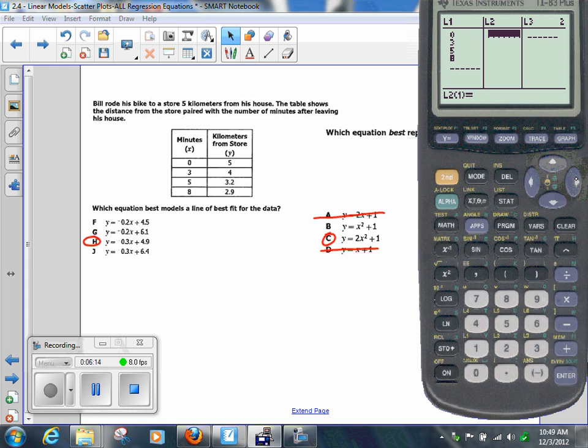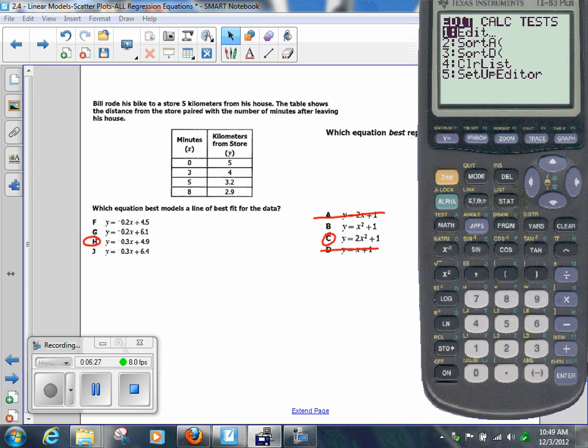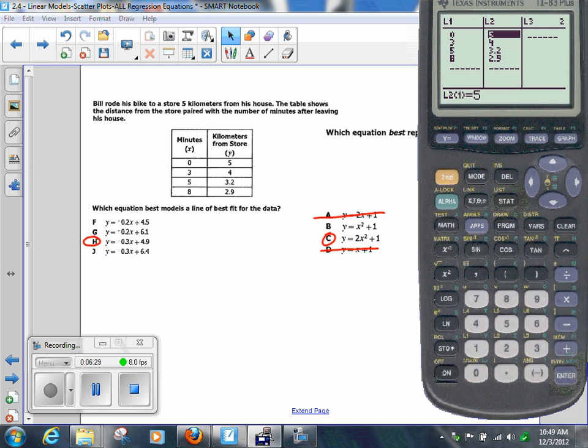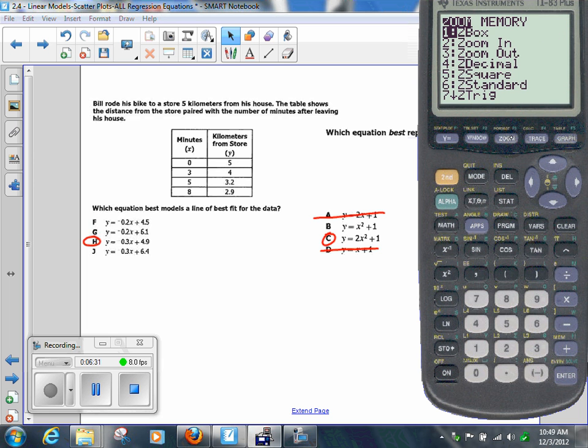Put their corresponding y values in. 5, 4, 3.2, 2.9. Okay. I didn't think I put that one in there. Okay, I did. 2.9. Graph, I'm going to zoom 9. Remember, zoom 9 is zoom stat, because I want to be able to see it.